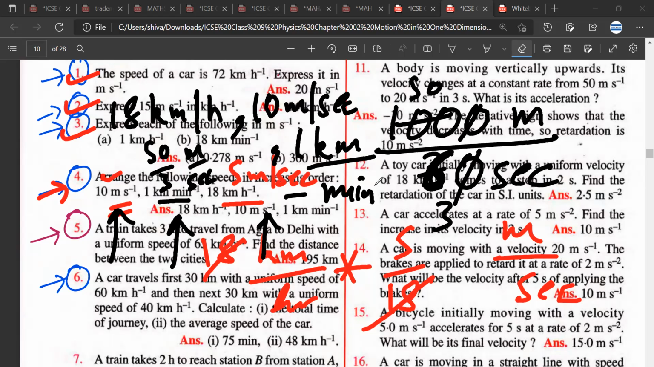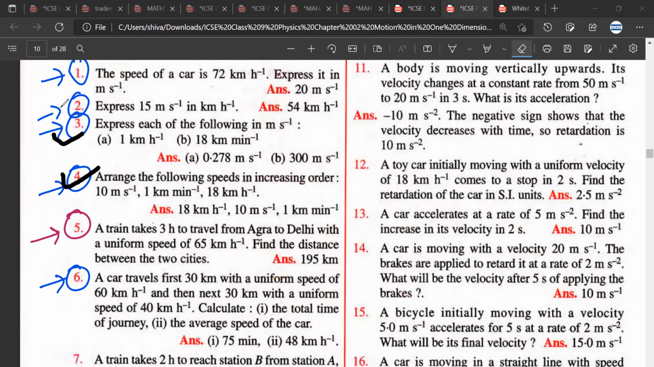Sarvani, any doubt? Sanaji, Mr. Chris, is it making sense now? Yes. Okay. So 1, 2, 3, 4 is done.